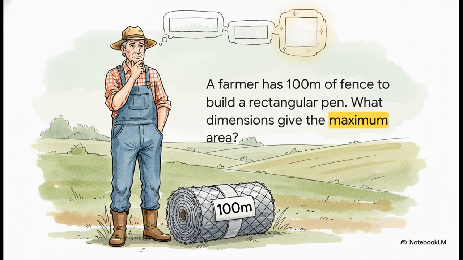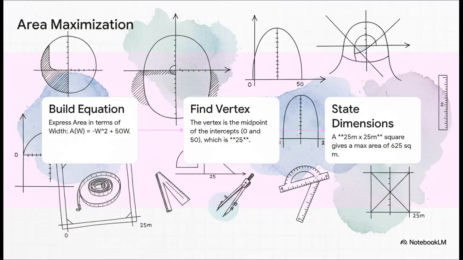Let's say a farmer has 100 meters of fence and wants to build a rectangular pen that has the absolute biggest area possible. What are the dimensions? So first we have to set up our quadratic equation for the area. But once we have that, the key phrase maximum area points us right back to our good old friend the vertex. A cool trick here is to find where the area would be 0. That's at a width of 0 and a width of 50.